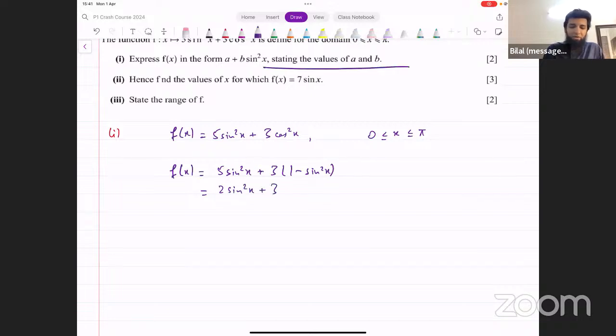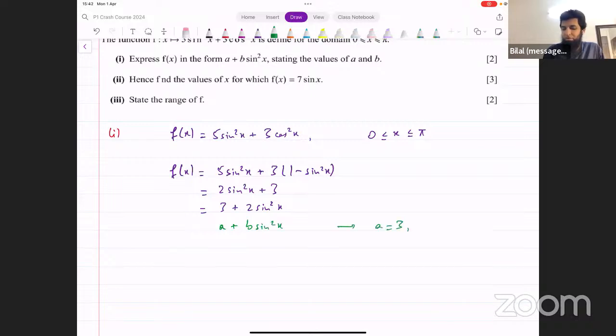It says state the values of a and b. Now, it's in this form, a plus b sine square x. So you have to rearrange this and write it like this instead, 3 plus 2 sine square x. And now you compare with that form, a plus b sine square x. That means a is equal to 3 and b is equal to 2. Okay, that's the first part. That's all that you have to do there.